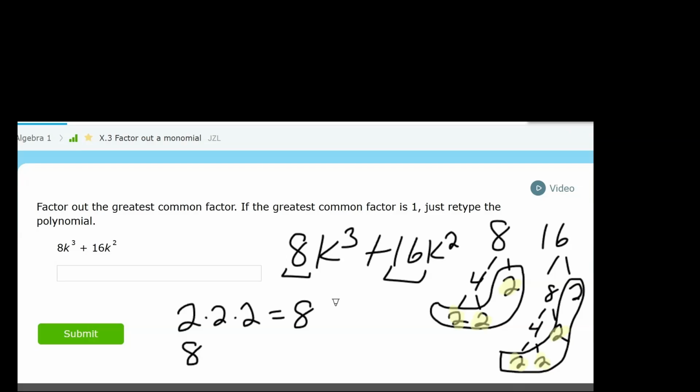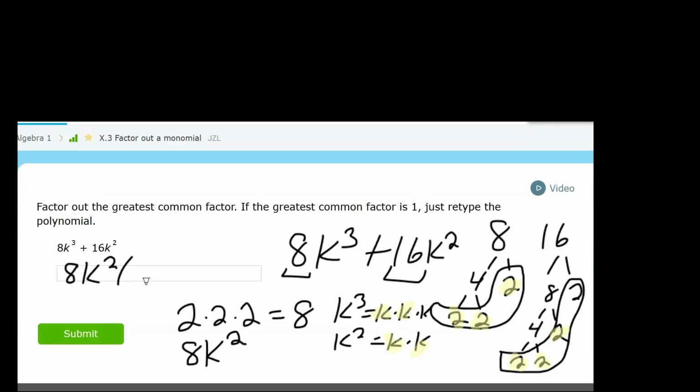Now let's look at the variable component. K to the third is the same thing as k times k times k. K squared is the same thing as k times k. How many k's do they have in common? Well, they have 1, 2 k's in common. So for the variable component, it's just k to the second power. So we're going to kick our greatest common factor out in the front and write our parentheses.